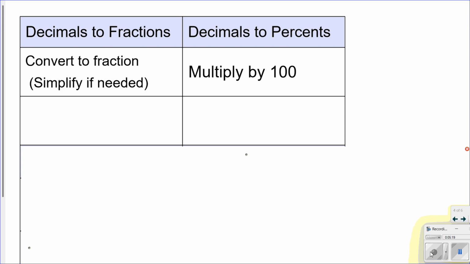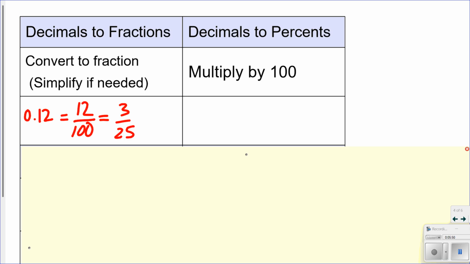All right, let's look at how you convert decimals. If we want to convert a decimal to a fraction, you just read it the way it's written. So in this case, we have 12 hundredths. I would just rewrite that as 12/100, which we can also simplify to 3/25.